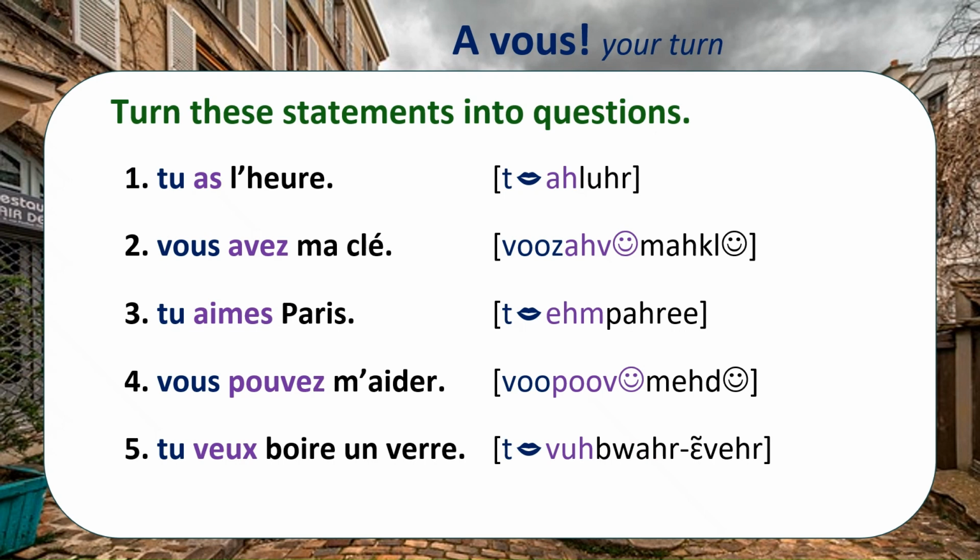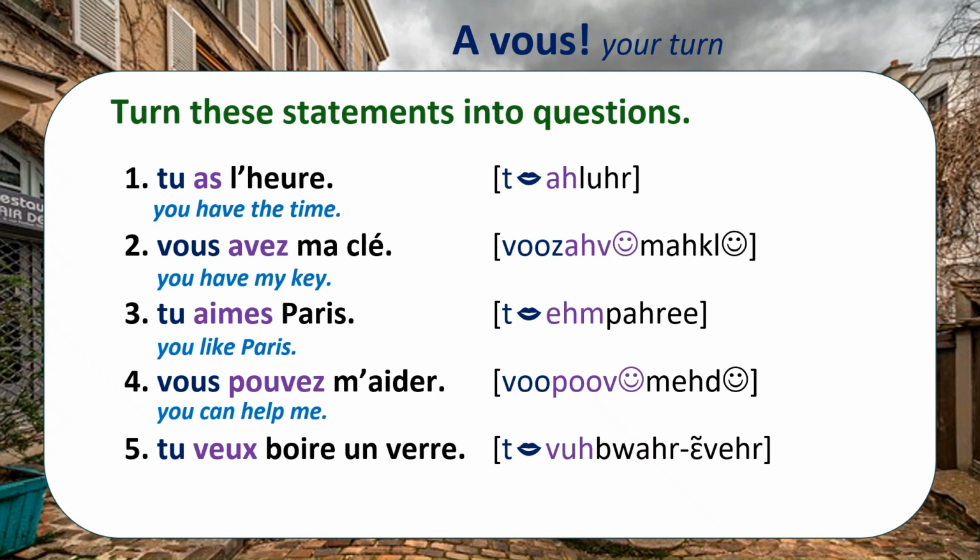Let's practice. We have some statements here. Tu as l'heure, you have the time. Vous avez ma clé, you have my key. Tu aimes Paris, you like Paris. Vous pouvez m'aider, you can help me. Tu veux boire un verre, you want to go for a drink. What you have to do is to turn these statements into questions using method 1 that we've seen earlier. You probably need to pause the video to allow you some time to formulate your answers. And once you're ready, we'll check. C'est parti.